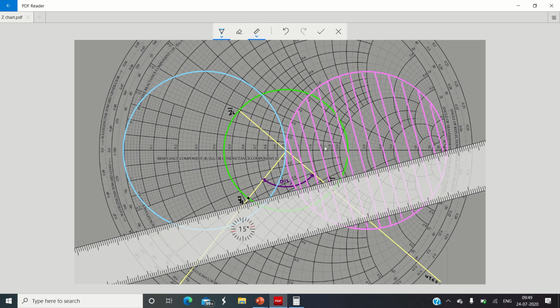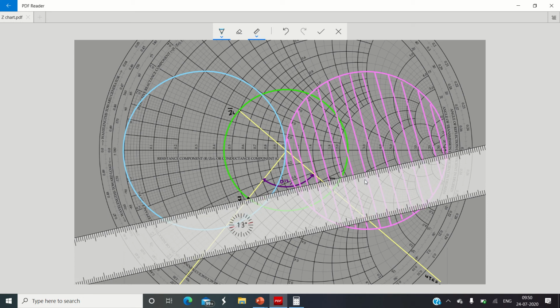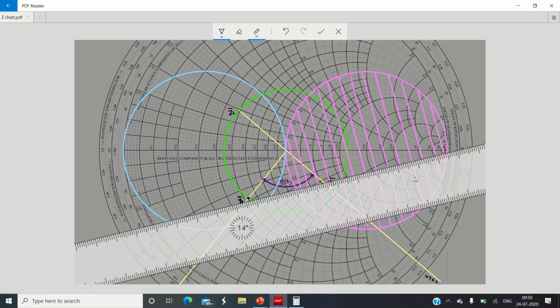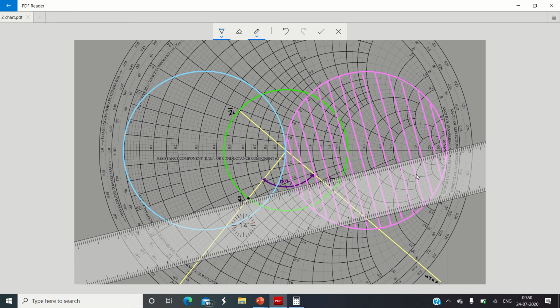That bisector will divide the real axis somewhere. Now that point is the center point of our conductance circle, and then we can draw the conductance circle. So let us do this procedure. Here you need to locate these two points accurately, right?